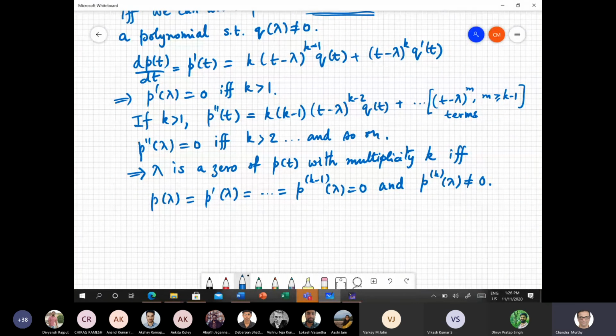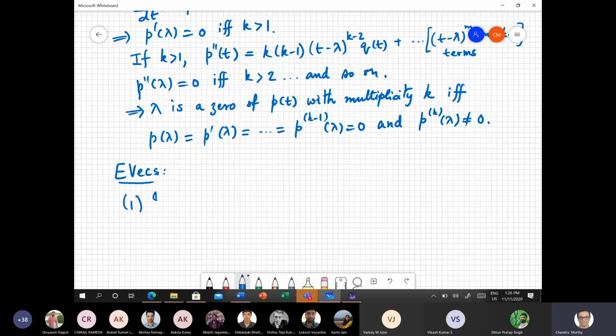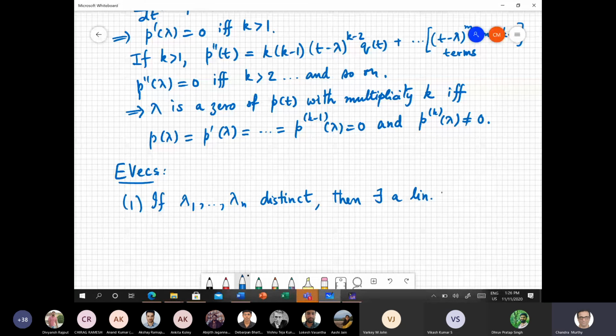Okay. So just a couple of properties of eigenvectors. The first property is that if lambda 1 through lambda n are distinct, that is, no two of them are identical, then there exists a linearly independent set of eigenvectors.